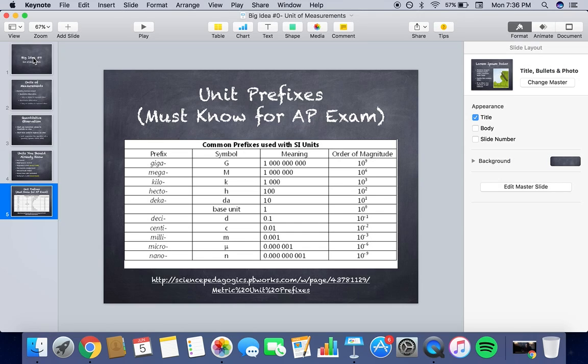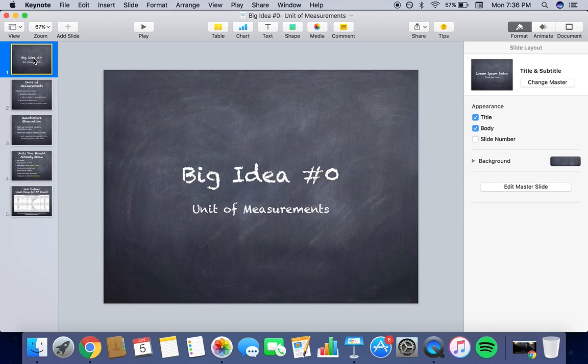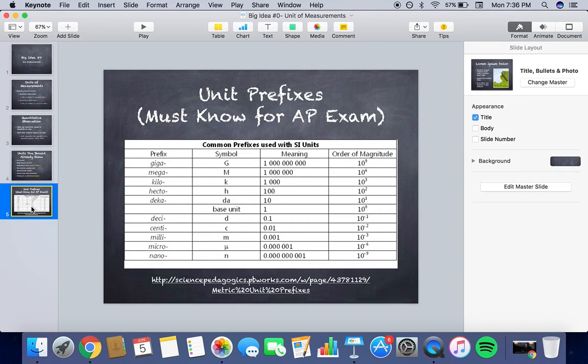I will have another video, big idea number 0 part 2, that has to deal with significant figures, which is going to be also another important concept when it comes to AP chemistry. Hopefully this video has been informative. Definitely I do recommend to take a look at this chart and memorize all the prefixes.